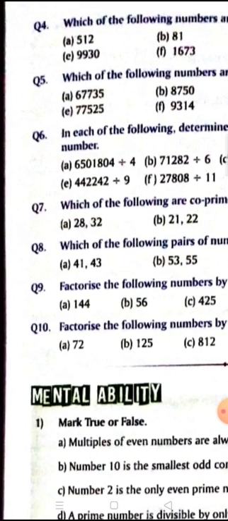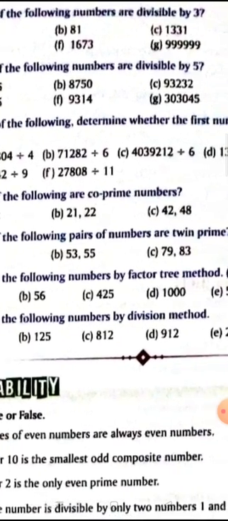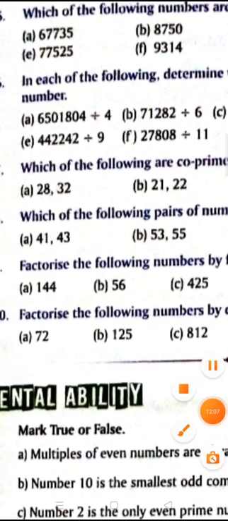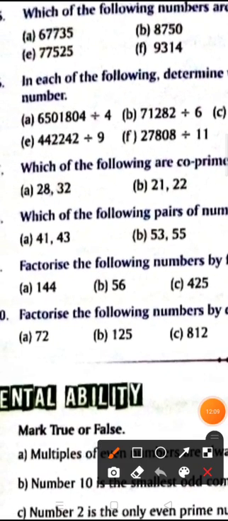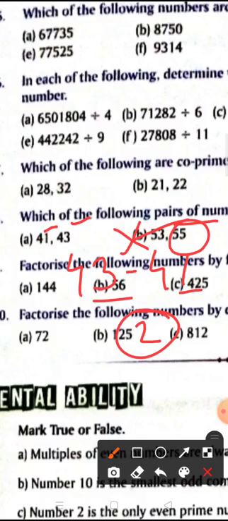Question number 8, which of the following pairs of numbers are twin primes? Very simple. For twin primes, first of all you check that it is prime. Yes, it's prime, and then there is the difference. Its difference is 2. 3 minus 1 is 2, so it's a twin prime. Here you have seen 55 is not prime, it's composite, so it is not a twin prime.